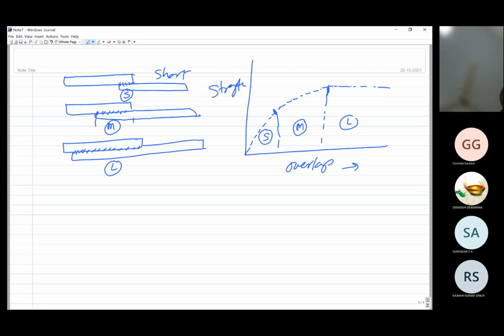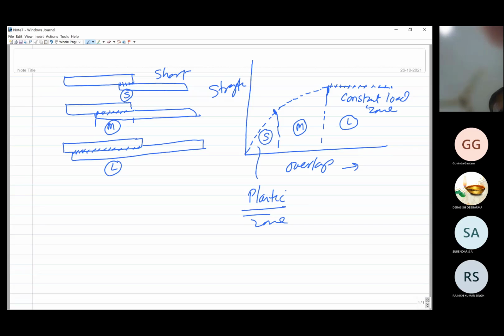When the overlap length is more, the adhesive will certainly be undergoing some kind of plastic deformation. So you can say the plastic zone. And when the overlap length is significantly high, like in this L case, you see the strength becomes almost constant. This is known as the constant load zone.